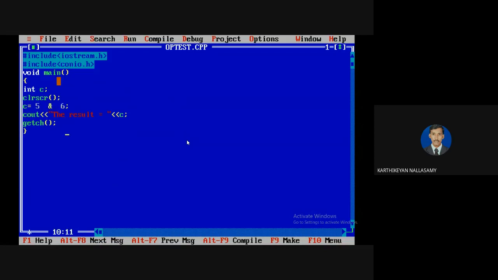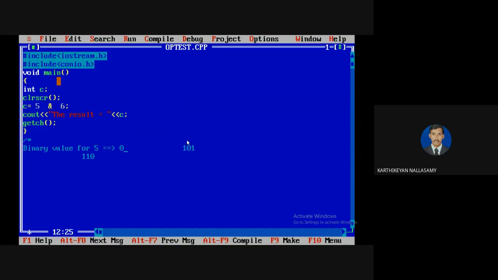So 5 is an integer and 6 will also be treated as an integer. An integer will be represented in 16 bits. The equivalent binary value of 5 is 101, but actually we need to represent it in 16 bits, so it is a binary representation.